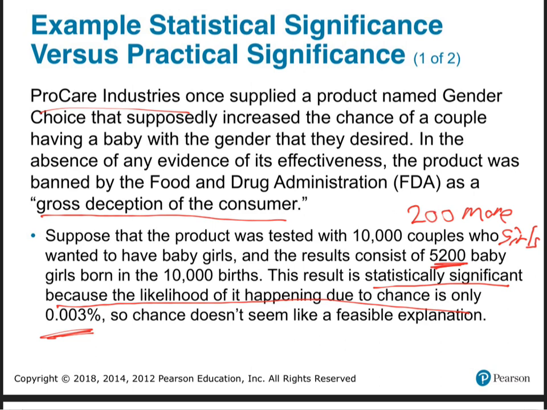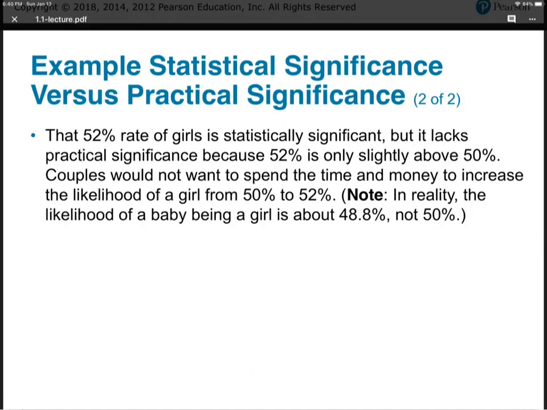Now, could that have just been luck? Not very likely. 0.003% chance of luck. So it seems like it's working. It's making more girls. So then why did the FDA close them down? Are you tracking with me? That'd be the natural question. Right? That's statistically significant. That can't be luck. It's very unlikely. That treatment's doing something. It's making girls more likely. That can't be luck. Well, then why'd they close it down?